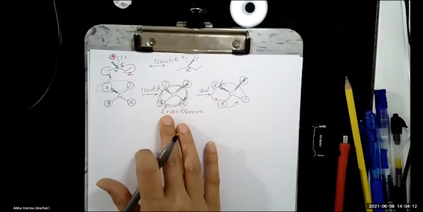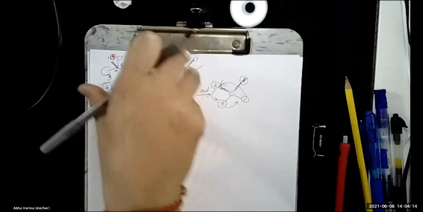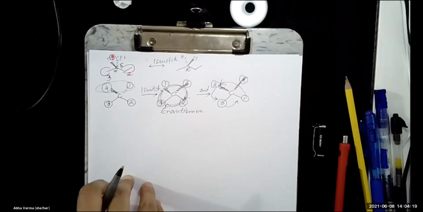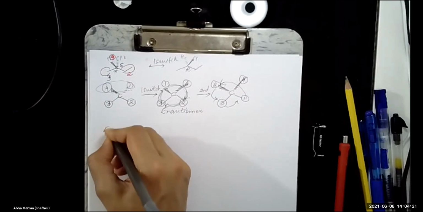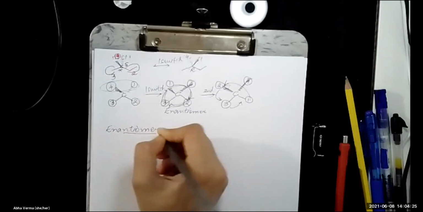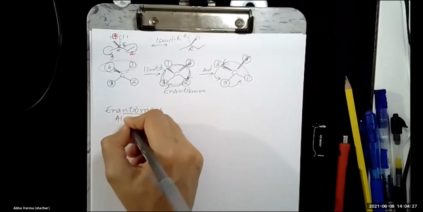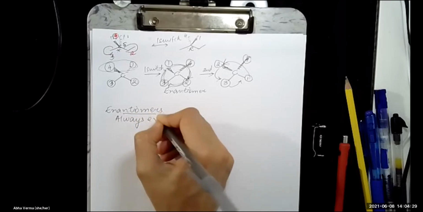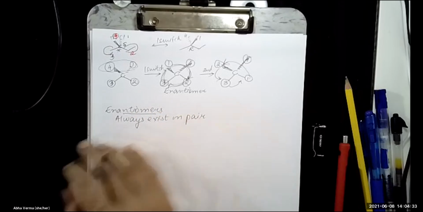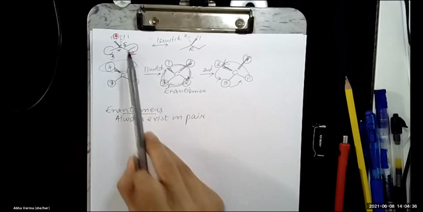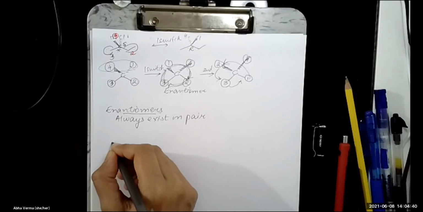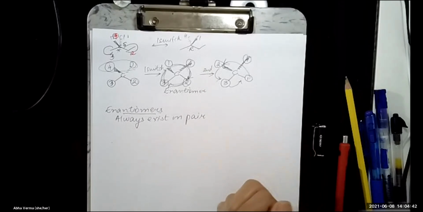So the first kind of stereoisomers, after we are done and know how to do the R and S configuration, are enantiomers. Enantiomers always exist in pairs. To one, there is the other. To an S, there will always be an R. To an RS, there will be an SR.